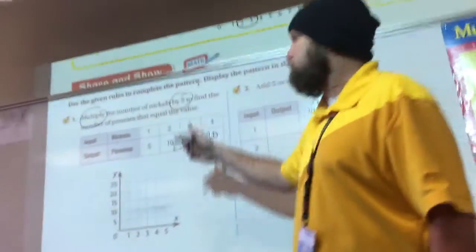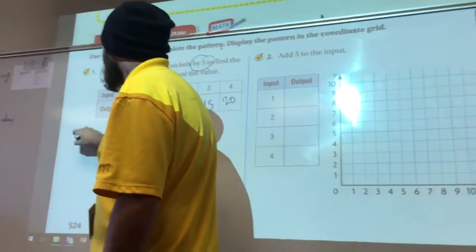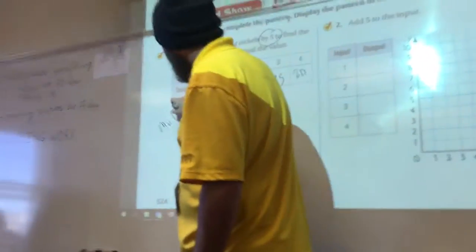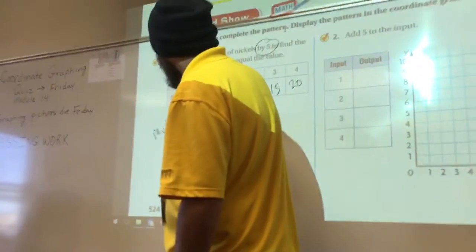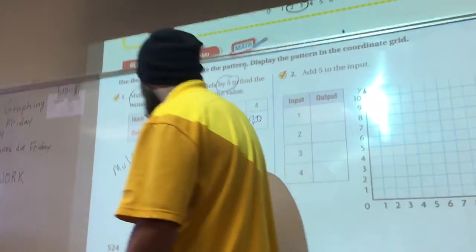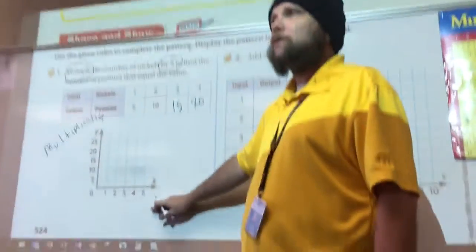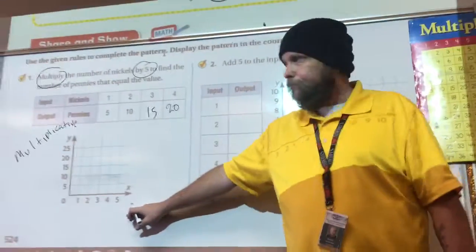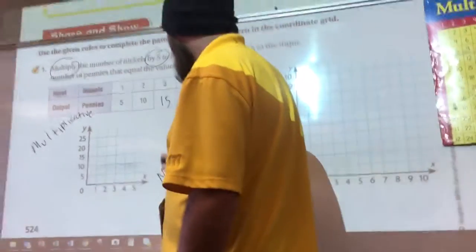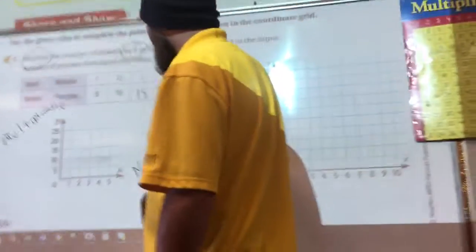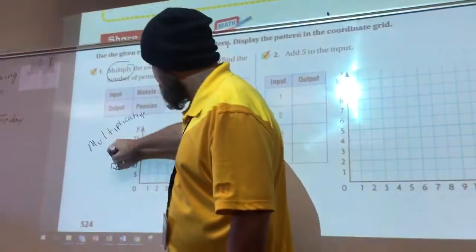You need to remember these names. This is a multiplicative. I'm not sure that's spelled correctly, but multiplicative. What does the x stand for? Pennies or nickels? Nickels. The y stands for pennies.